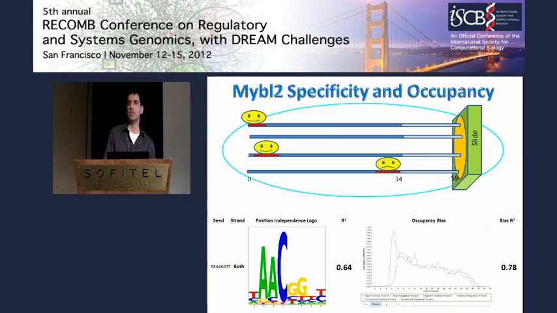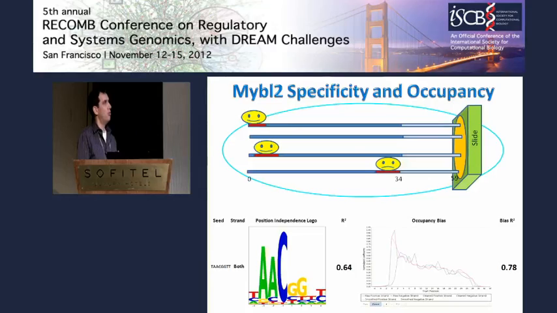So what I'm going to do now is give an example of how FeatureREDUCE generates an affinity model based on actual PBM data. The data we're going to use today is from the transcription factor MIBL2, which stands for MIB-related protein 2, a member of the MIB family. The first step in generating the model is the positional independence model.